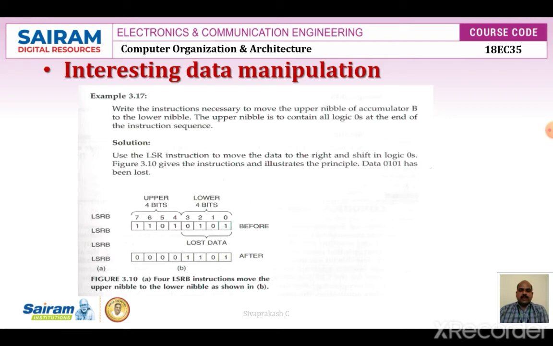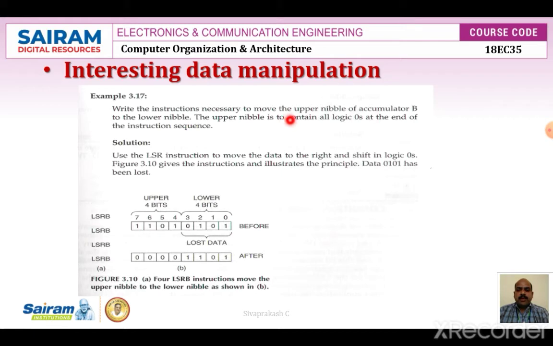So coming to an example, interesting data manipulation. I just want to give an example for you guys. Read this question: write the instructions necessary to move the upper nibble of accumulator B to the lower nibble.